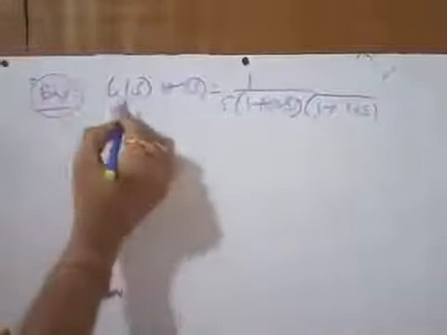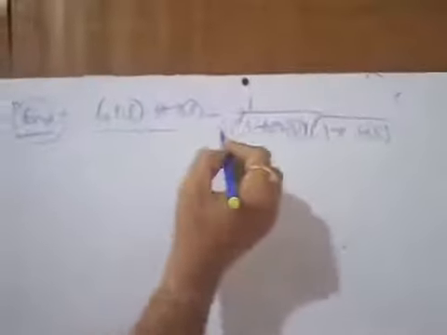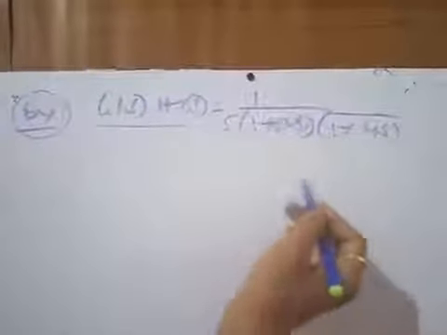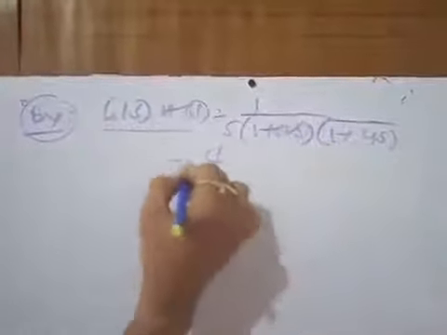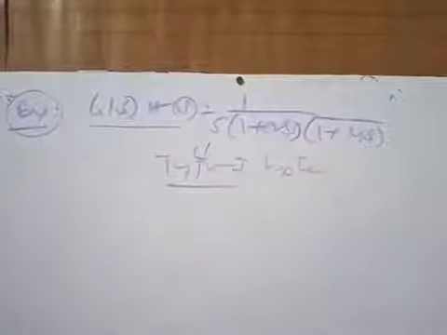We are taking one example of a GSA, that means the transfer function of the system is given by 1 by s into 1 plus 2s into 1 plus 4s, as you can see. So this is a type 1 system. First of all, now step by step I am explaining what to do.